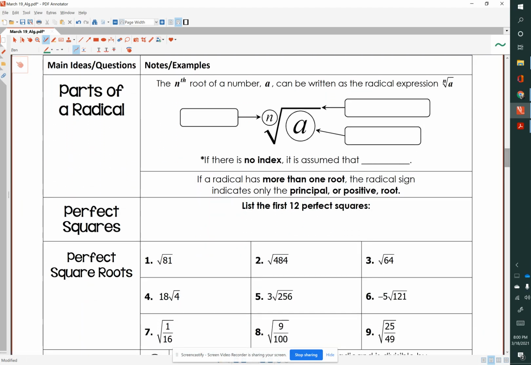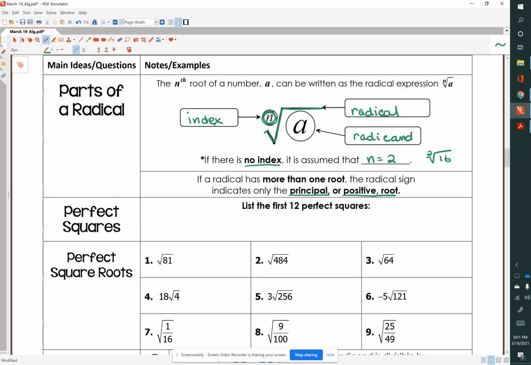So now let's get on to our lesson about radicals. So first, very basic, we have the parts of the radical. We have the index. We have the radical, or some people call the house. So this is the radical. And then inside the radical is the radicand. Now, if there is no index, and sometimes there will not be a number here, n standing for number, we will assume, it always is assumed, that n equals 2. So when you see this, we're always going to assume this is an invisible 2. So something a little different from the invisible ones that we're used to. If the radical has more than one root, the radical sign indicates only the principal or positive root.